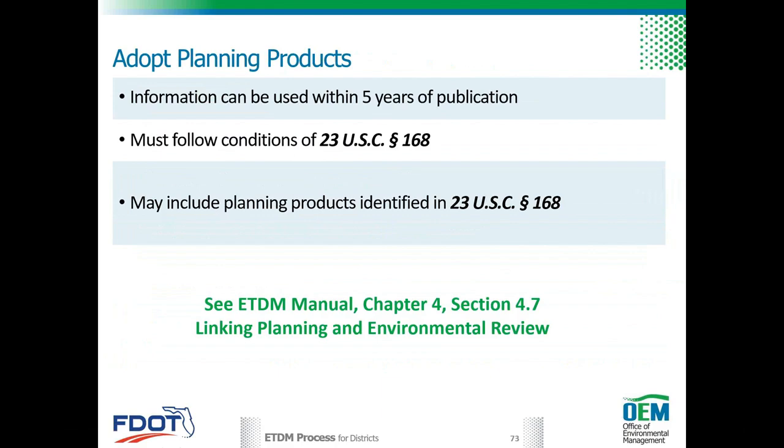So all planning products incorporated in the NEPA process must follow the conditions of 23 U.S. Code 168. The ACE process and ETDM screenings may produce planning products identified in 23 United States Code 168. For the list of conditions and planning products, see the ETDM Manual Chapter 4 and Section 4.7, Linking Planning and Environmental Review.